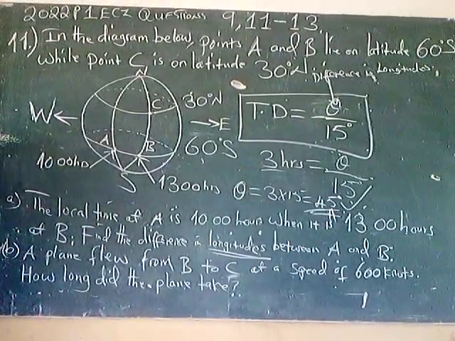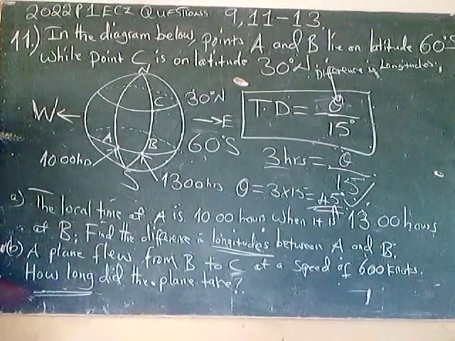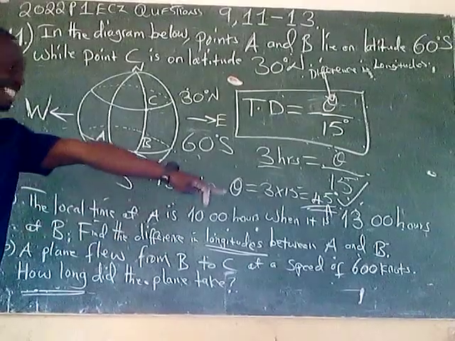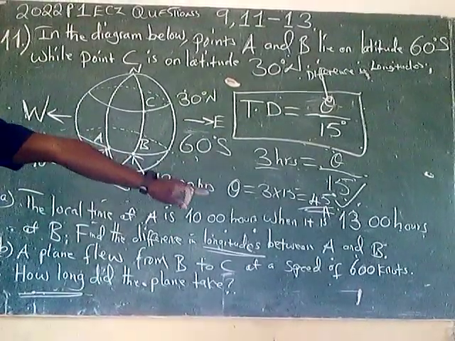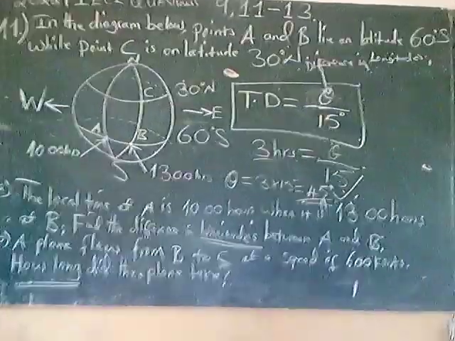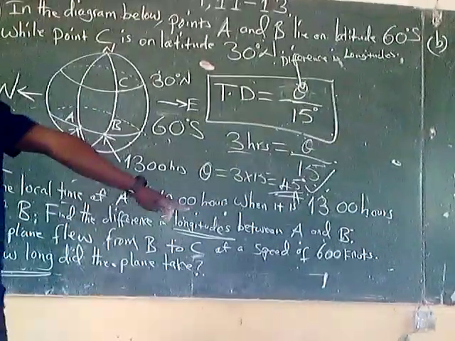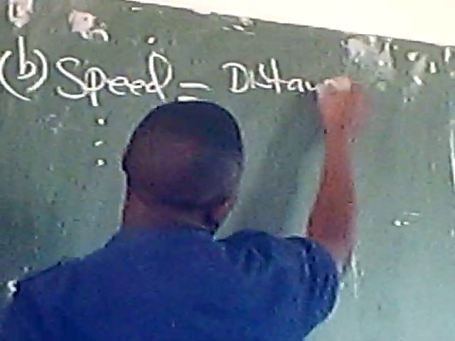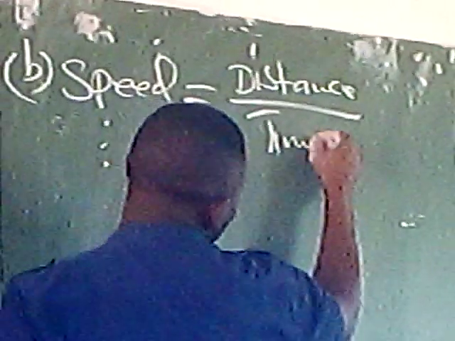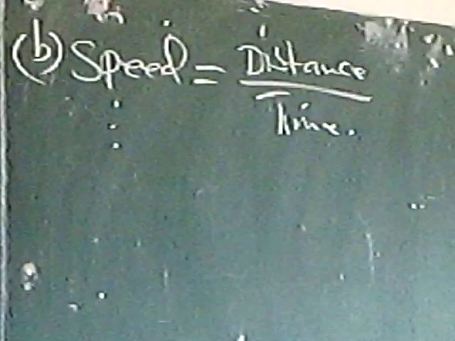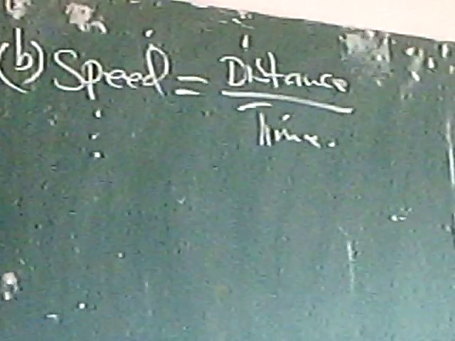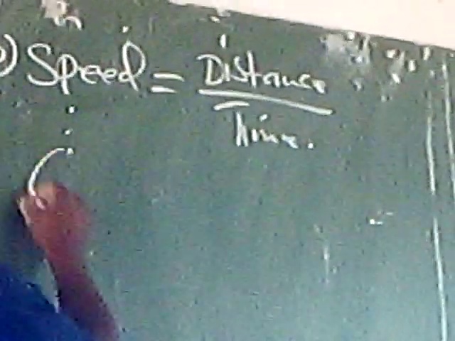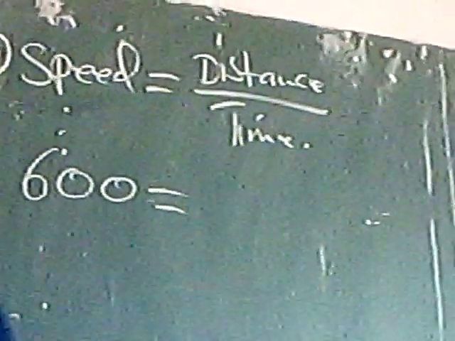When the question asks you how long, they're simply talking about the time. How long did it actually take if it was moving at 600 knots, or 600 nautical miles per hour? So first of all, speed is given as distance over time. Here the question is asking how long this plane actually takes. Here we put 600, and this will equal the distance.